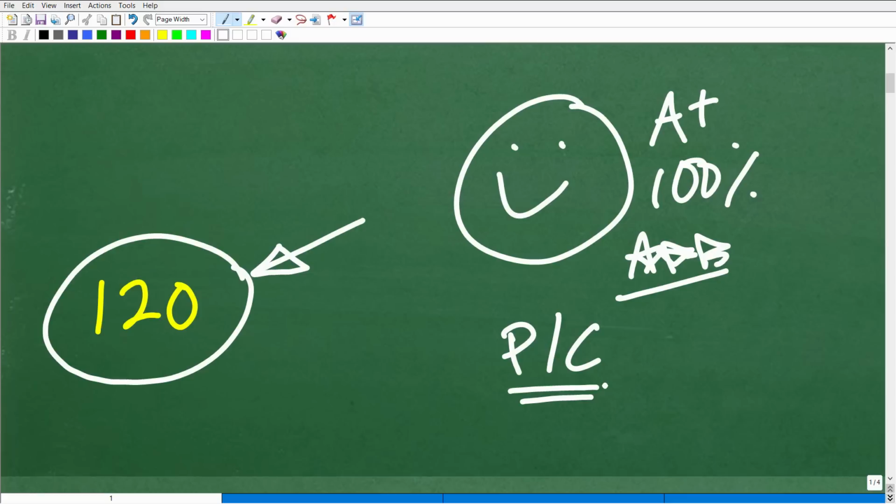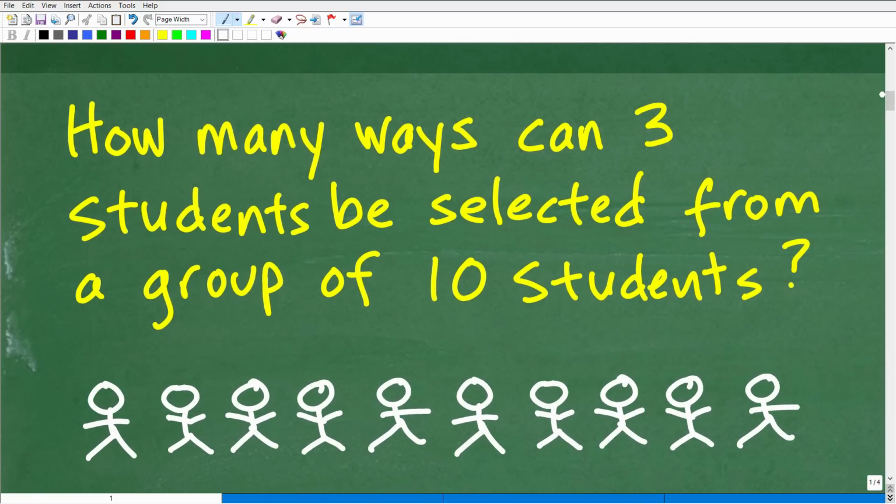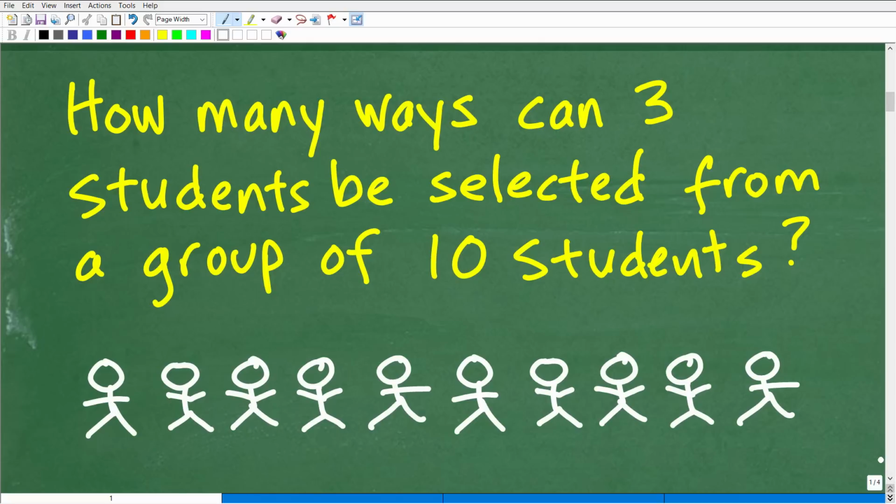But anyways, let's go ahead and get into this problem. And here it is. So it seems pretty straightforward, right? How many ways can 3 students be selected from a group of 10 students? Let's just imagine here we have 10 students, and we just want to pick 3 students at a time, right? Maybe this person, and this person over here. So that's one way that 3 students could be selected from a group of 10 students.